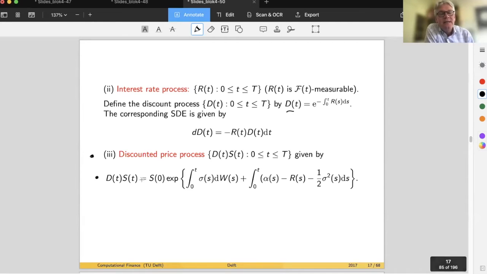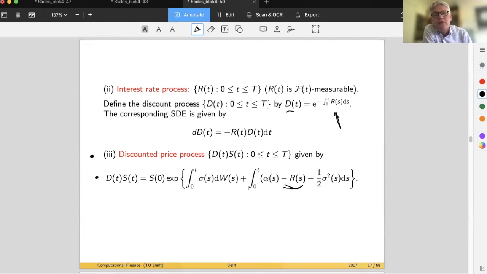D_t S_t is equal to S_0 e to the power, the dW term from the stock price process, the integral from 0 to t of sigma_s dW_s, plus, and here we get that new term from the discounting, which is here.